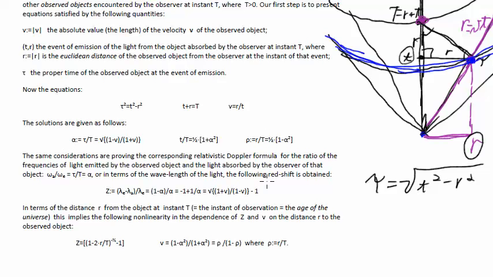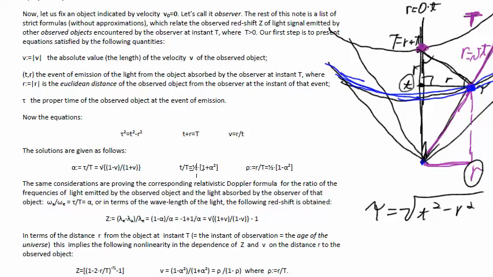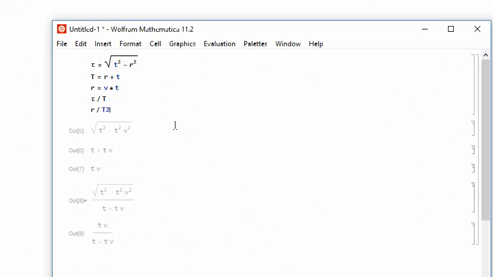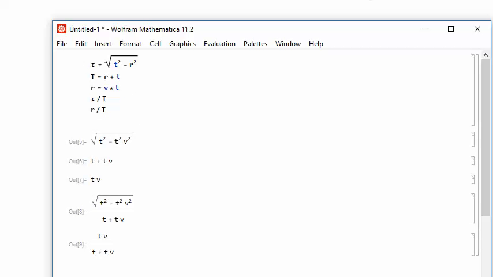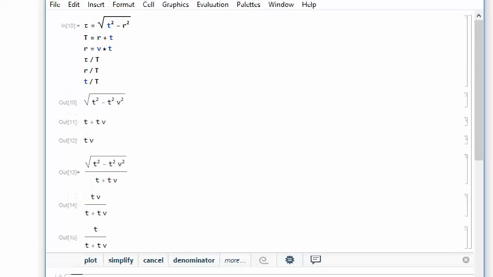I calculated those and confirmed them. I did not confirm t over capital T, but I did confirm r over capital T. So I was just plugging those things into Mathematica without too much thought. Okay, yeah, T is defined. So what it gets for t over capital T is t over t plus tv.